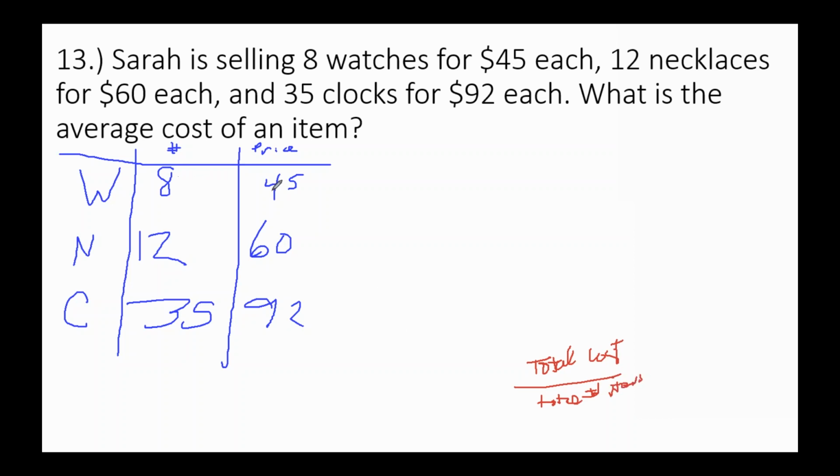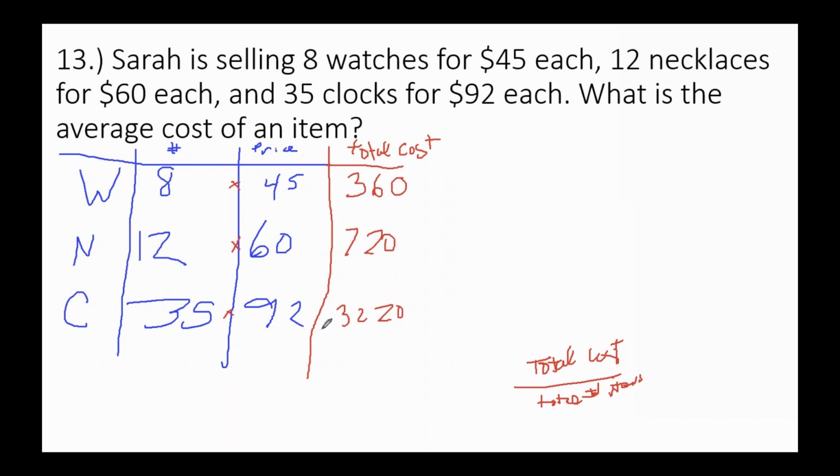So thinking about if I have 8 watches and they're $45 each, how much total is that for watches? If I multiply 8 times 45, that'll tell me how much my watches are worth. So 8 times 45 tells me my total cost, right? That's what I'm trying to find here in this third column. My total cost is $360 for watches. Then for necklaces, I take 12 times 60, and my total cost for necklaces is $720. My total cost for clocks is $3,220.